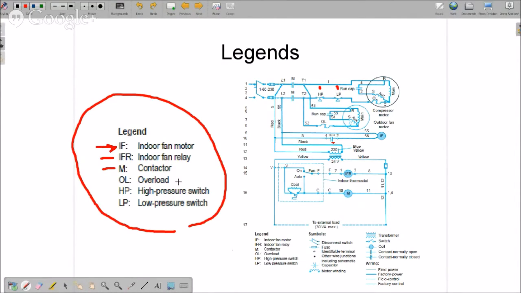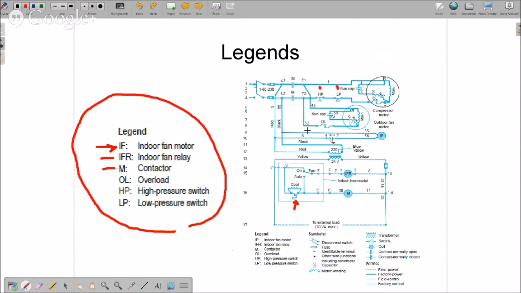Depending on the complexity of the schematic diagram, legends could be very big. See if we can identify a few other things. Here is a temperature, close on temperature rise switch. Oh, overloads. We can talk about that right now.